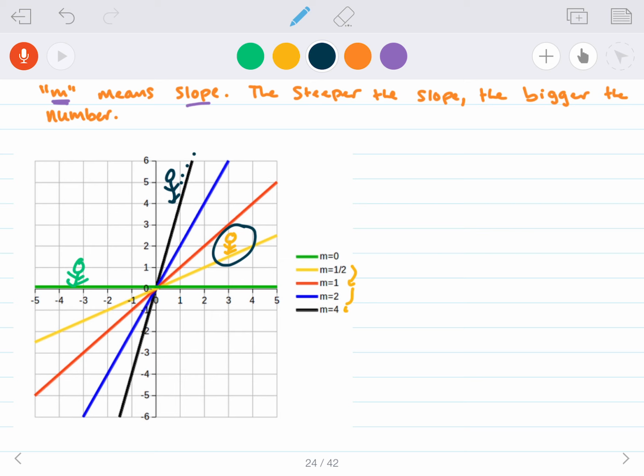You see the black and the yellow, all of these have positive slopes except for 0, but how steep the slope is depends on how high the number is. So 4 is the highest number out of all of these, so it gives the steepest mountain. That's how you can think of slope.